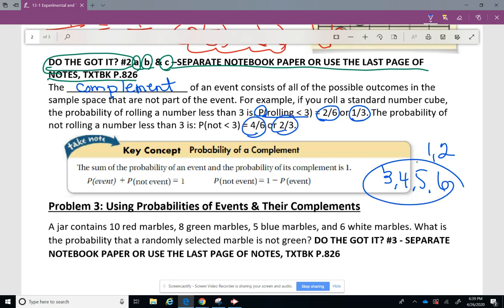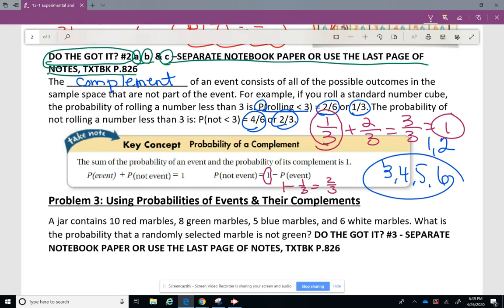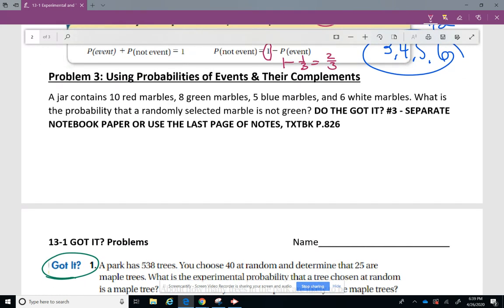The sum of the probability of an event and the probability of its complement is 1. So if you took the probability of rolling a number less than 3, which is 1/3, and the probability of not rolling a number less than 3, which is 2/3, and you add them together, you're going to get 1. Okay? So you could take 1 and subtract the 1/3, and you could figure out that the probability of that event not occurring would be 1 minus 1/3, which is 2/3. All right, so we're going to use probabilities of events and their complements.